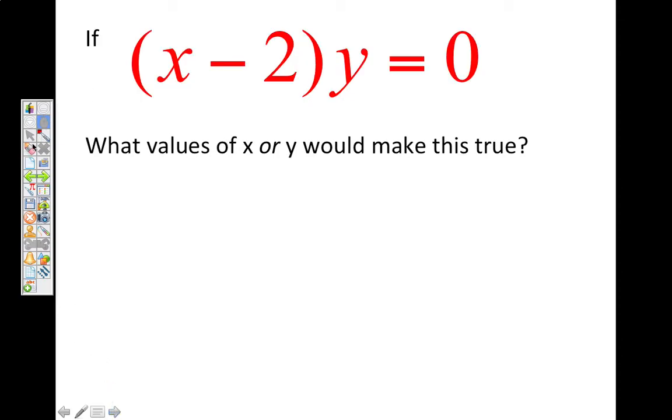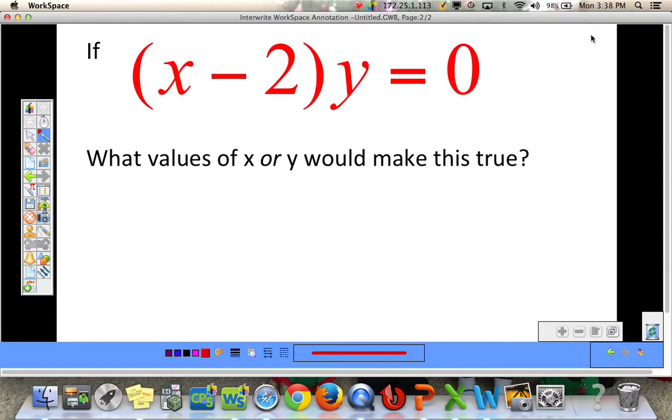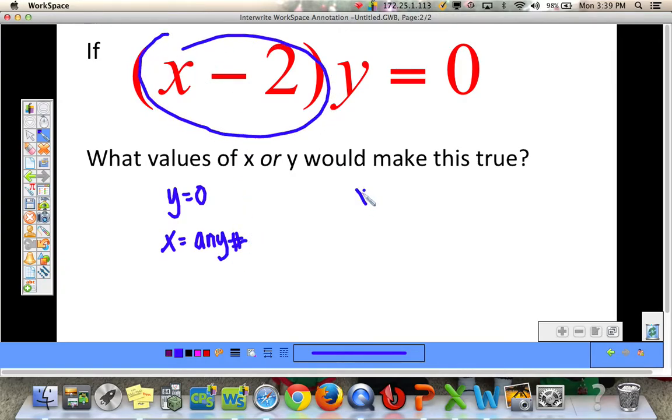How about this question? If x minus 2 times y equals 0, what values of x or y would make this true? Well, again, we can think back to what we did before. Let's say y is 0. x can be any number. But now you have this part right here, x minus 2. Well, x minus 2 can be 0, and then y can be any number.